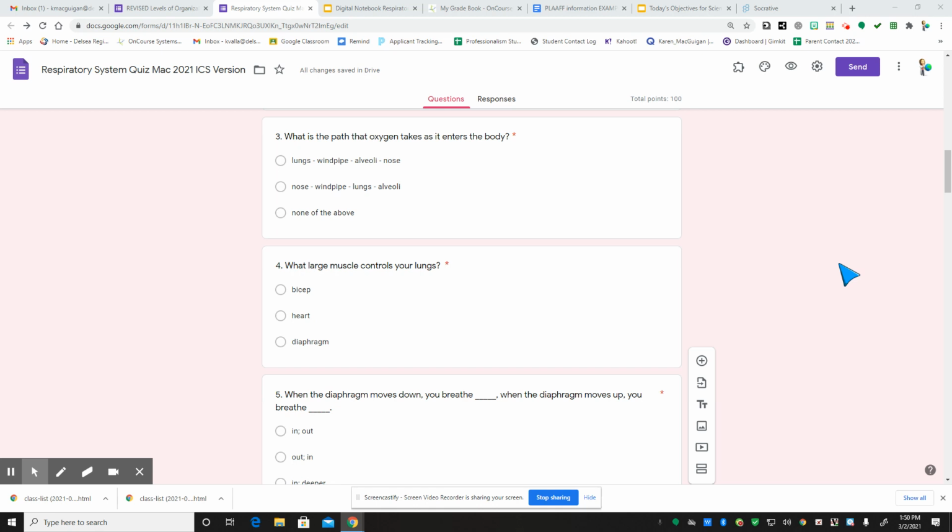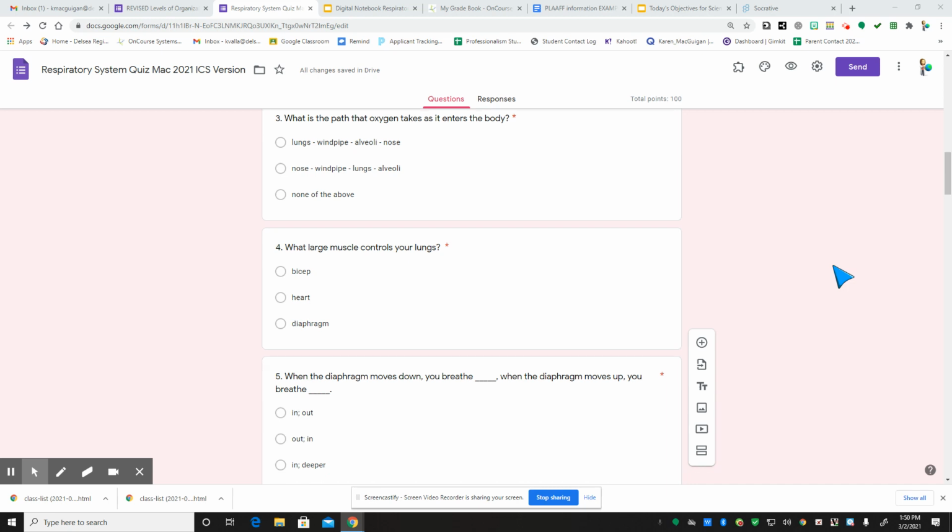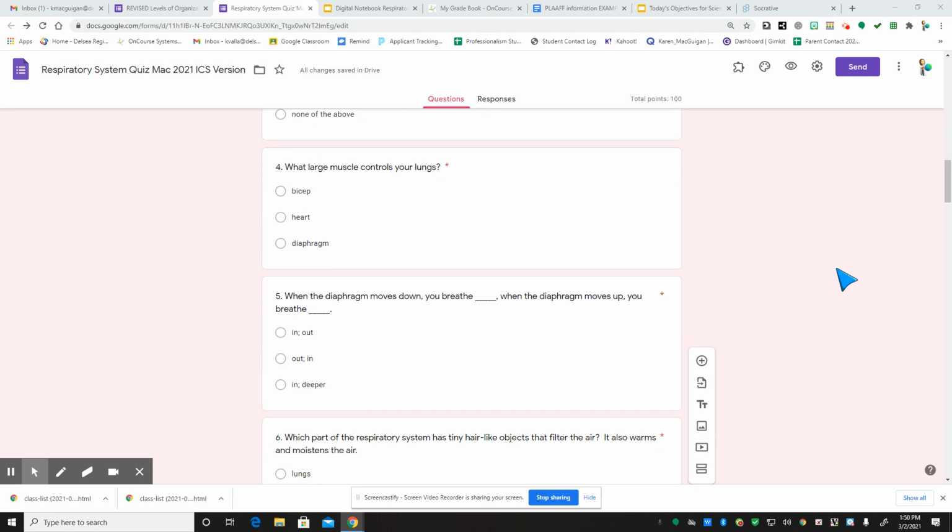Number 3. What is the path that oxygen takes as it enters the body? Is it lungs, windpipe, alveoli, nose? Nose, windpipe, lungs, alveoli? None of the above. Number 4. What large muscle controls your lungs? Is it bicep, heart, diaphragm?